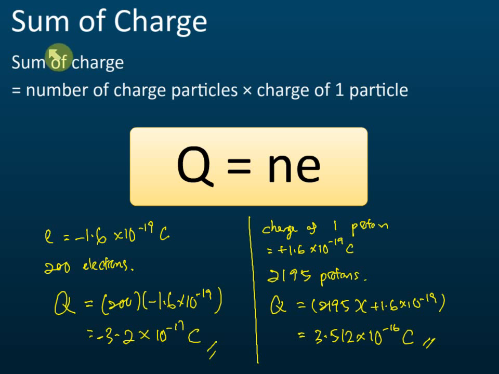So that is how we find the sum of the charge for electrons or protons. This number of charged particles can be electrons or protons. Usually it's electrons or protons, but sometimes it can be ions. But in physics, normally they will ask you to find the charge of electrons or protons. And this e is the charge of one charged particle. Electron is negative 1.6 times 10 to the power of negative 19, and a proton is positive 1.6 times 10 to the power of negative 19. You don't need to memorize this value because it will be given in the exam.